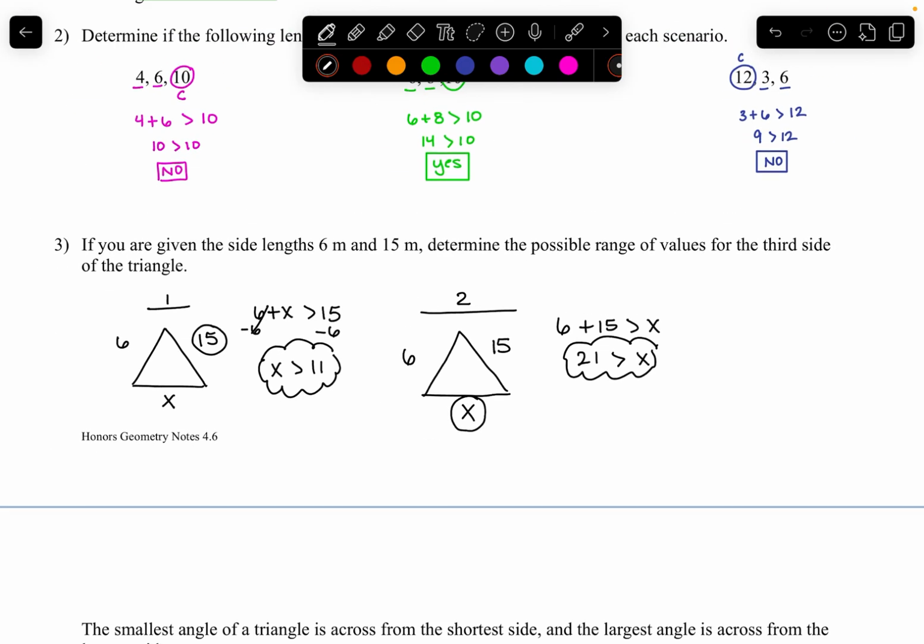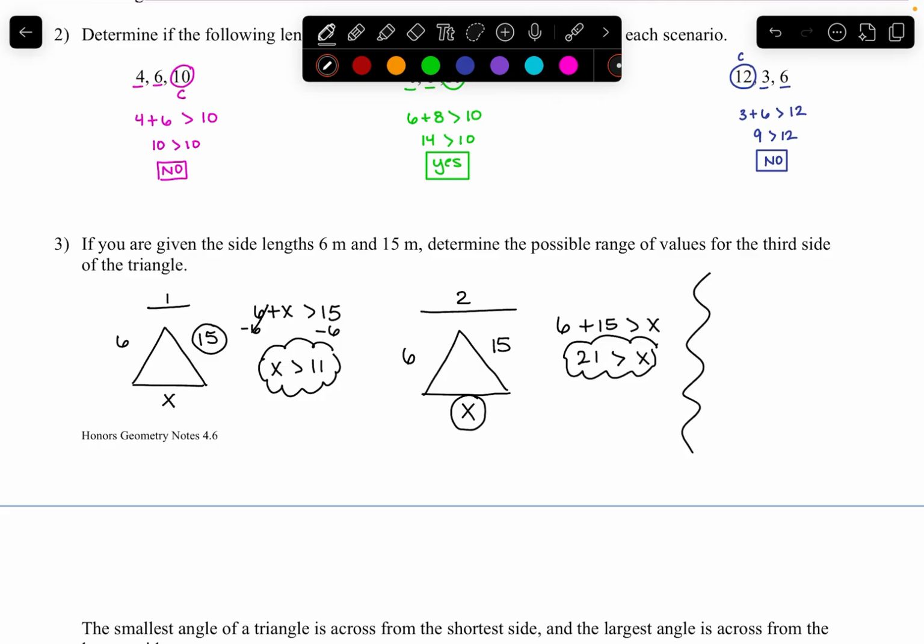And then I'm going to take both of those inequalities that I got and put them together into a compound inequality to show all of the possible values that x could be in order for this thing to be a triangle. So this says that x has to be bigger than 11, but x can't be bigger than 21. So we have 11 is smaller than x, which is smaller than 21. And this right here would be my final answer.